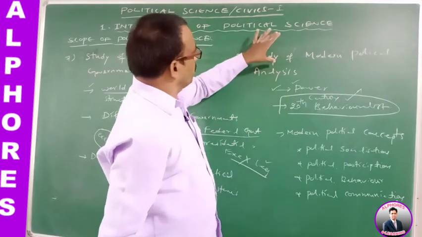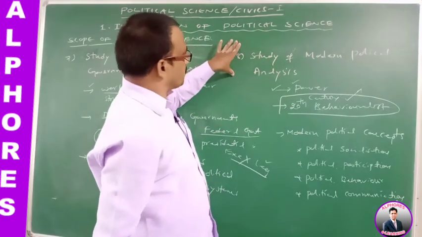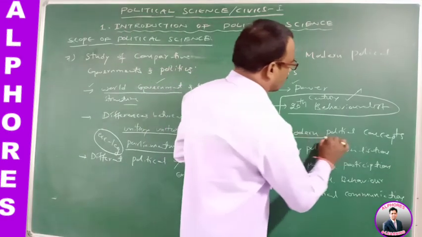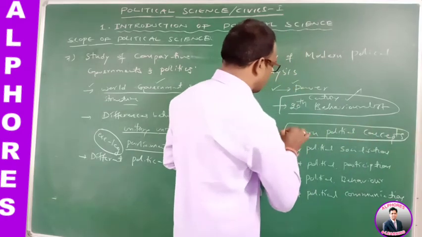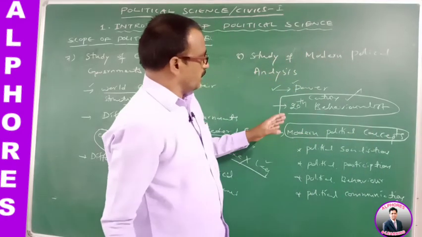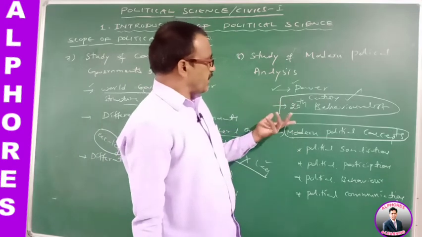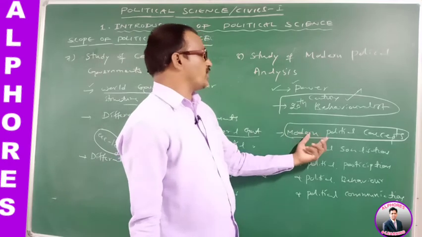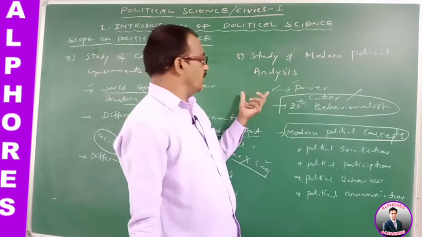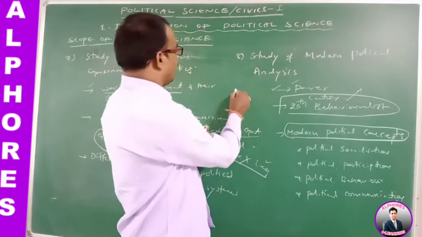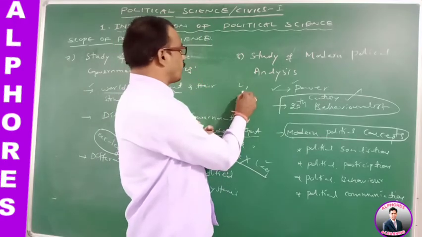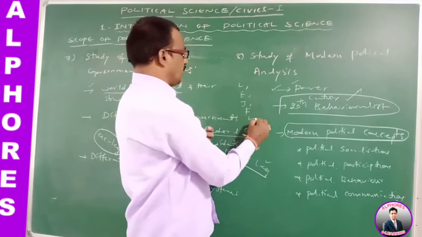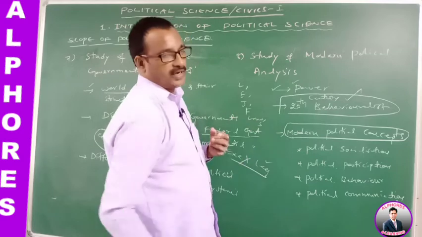Next, in the scope of political science, the political science explains various modern political concepts. Political science not only studies the key political concepts, but also modern political concepts. Here, what are the key political concepts? Liberty, equality, justice, fraternity, law, sovereignty, etc.